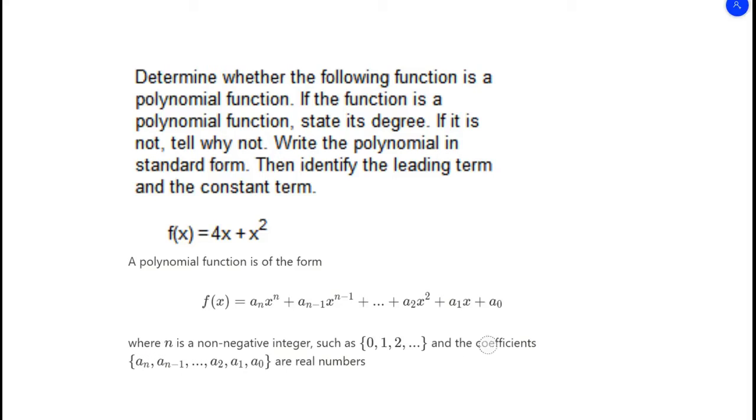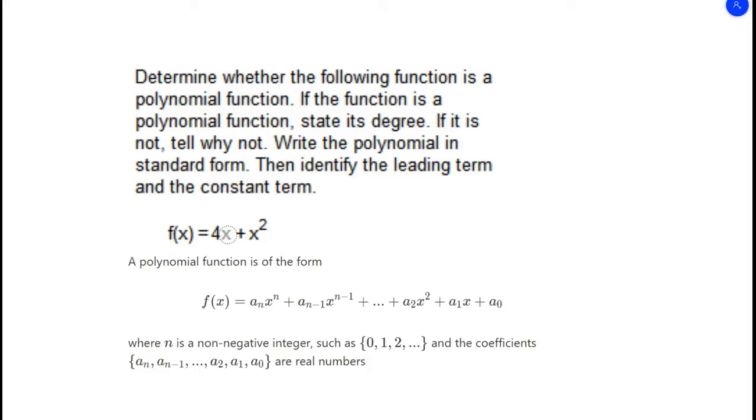We also need the coefficients a sub n minus 1, a sub 2, a sub 1, and a naught to be real numbers. So the coefficients are these numbers that are attached to the variable. So looking at our example, we need to focus on those two parts of the definition. We need the exponents to be non-negative integers, and we also need the coefficients to be real numbers.